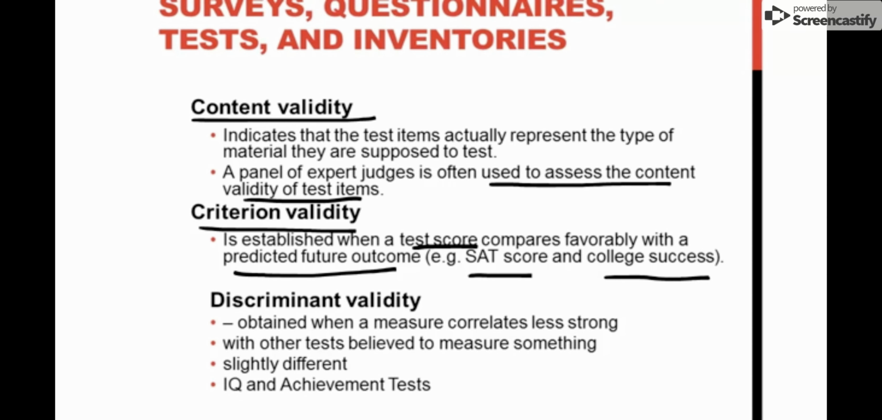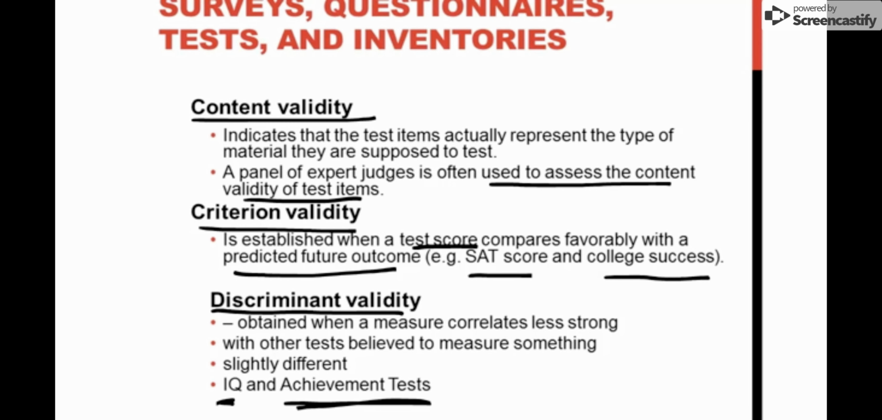And this is different than the idea of discriminant validity. Discriminant validity is where whatever measure you're using does not correlate with other measures of similar but different ideas. So, for example, an IQ test and an achievement test are both looking at cognitive features, but they're looking at very different cognitive features. So these two should not have very high correlational values.